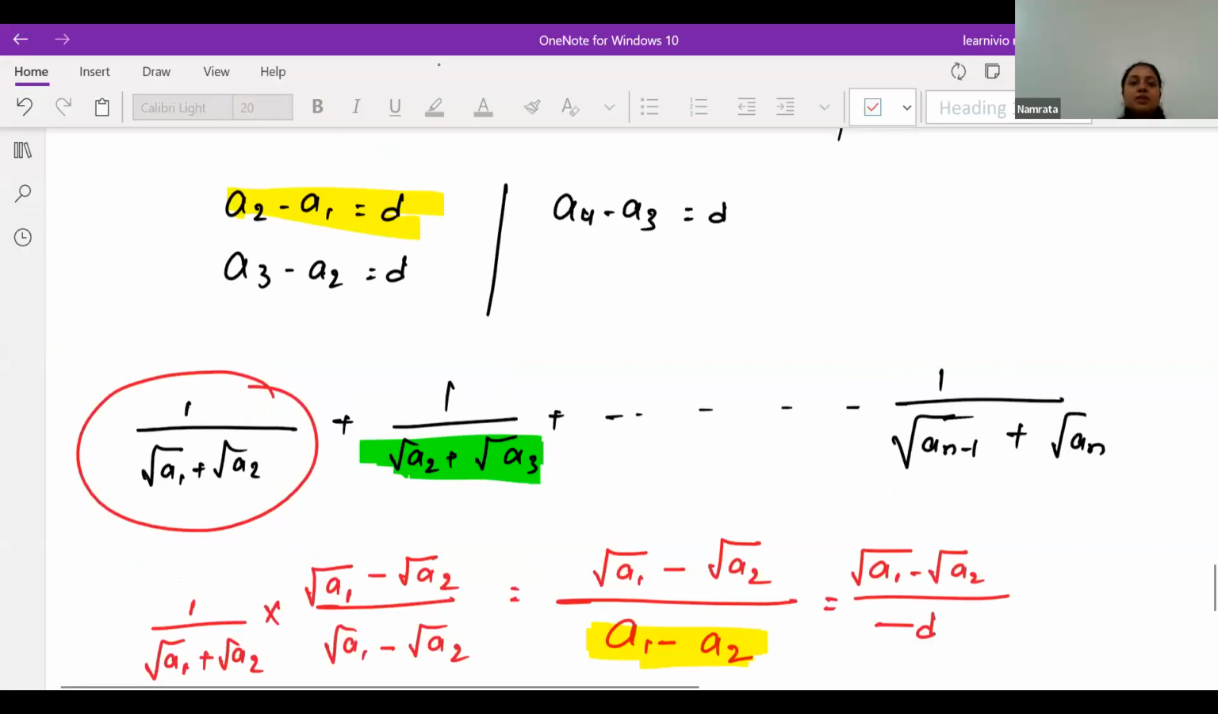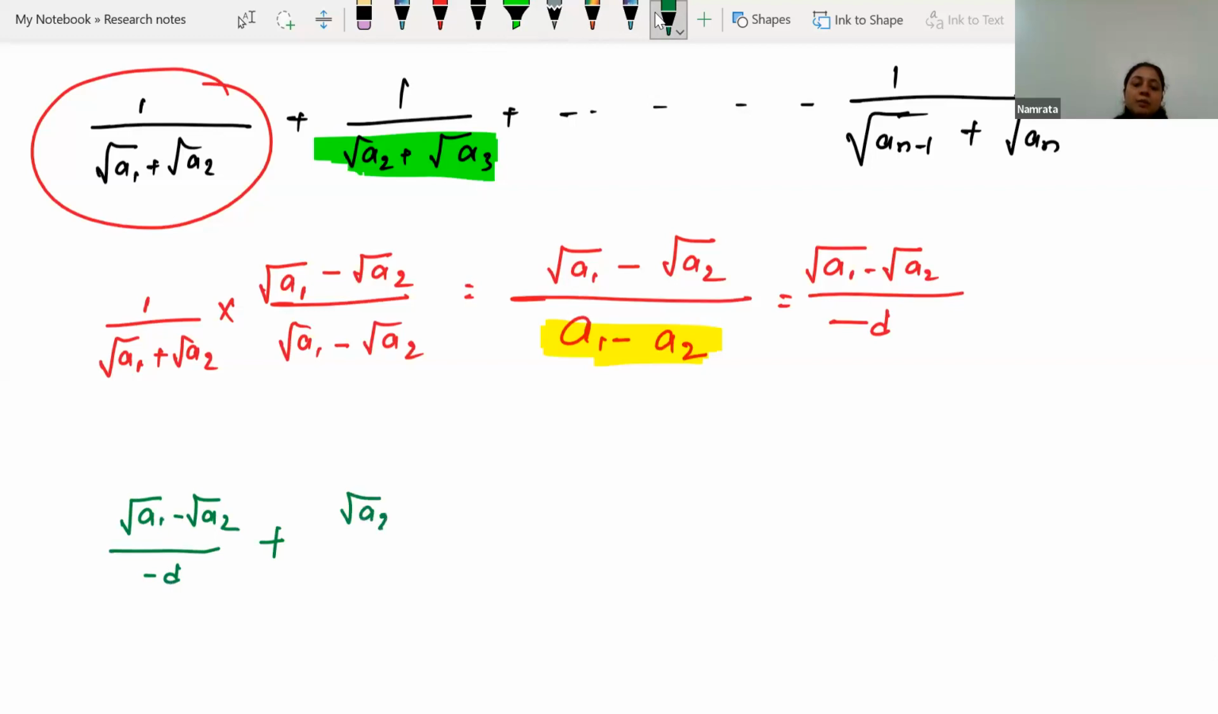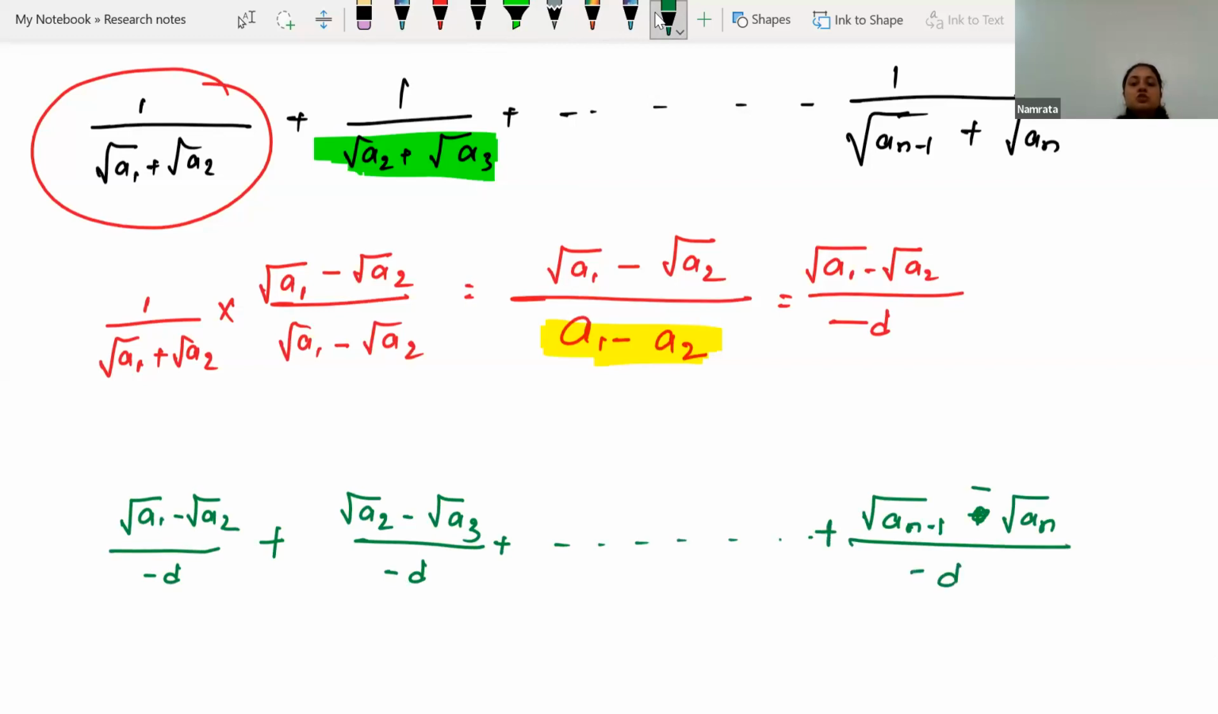Okay, so I am going to write our sequence, our summation. This got changed to under root a1 minus under root a2 by minus d, plus under root a2 minus under root a3 by minus d, plus just like this one, under root a(n-1) minus under root an, by minus d. This is how our expression got changed just by doing the rationalization. Is it clear so far? Yes, ma'am.